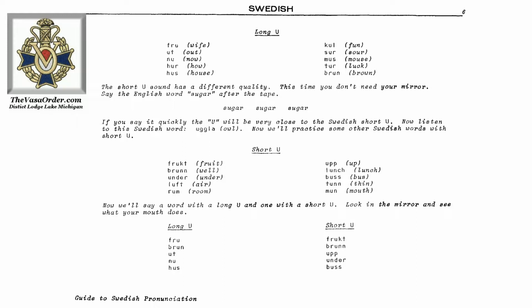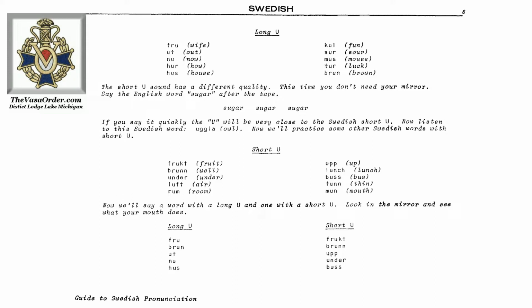Brun. The short U sound has a different quality. This time you don't need your mirror. Say the English word sugar after the tape. Sugar. Sugar. Sugar. If you say it quickly, the U will be very close to the Swedish short U. Now listen to this Swedish word. Uggla. Now we'll practice some other Swedish words with short U.